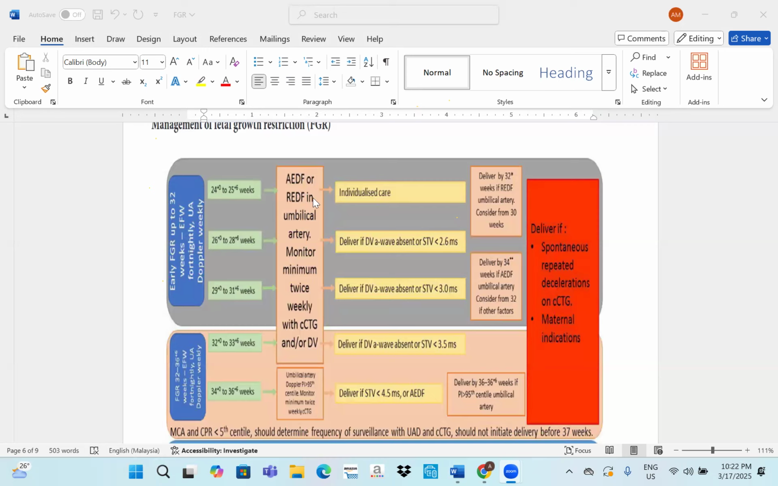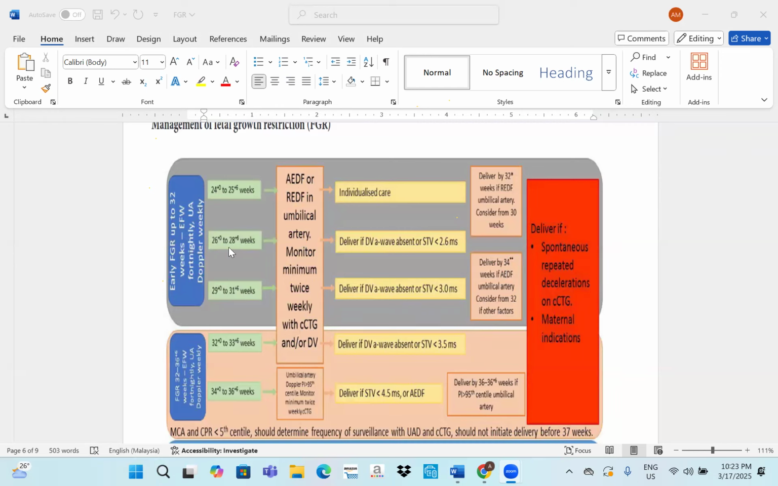Or I will first go with the absent because absent is not that dangerous as compared to the reverse. So if absent, you will increase your monitoring. But your target is that if umbilical artery Doppler is showing absent end diastolic flow, still you can deliver this patient by 34 weeks and consider from 32 weeks.